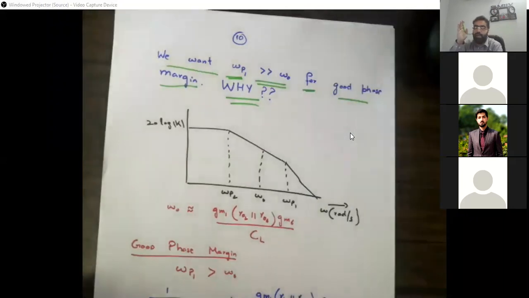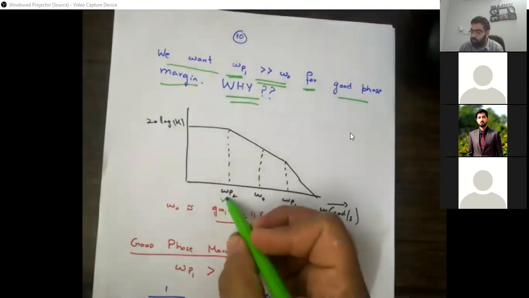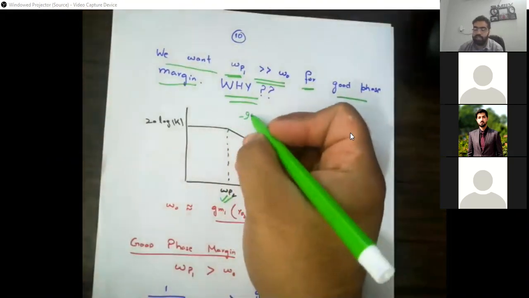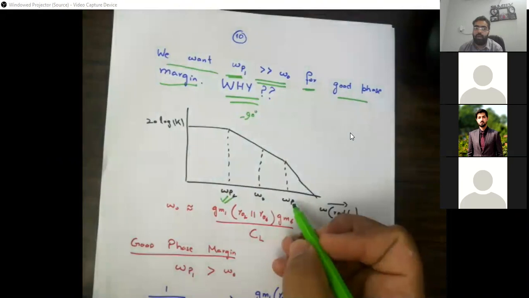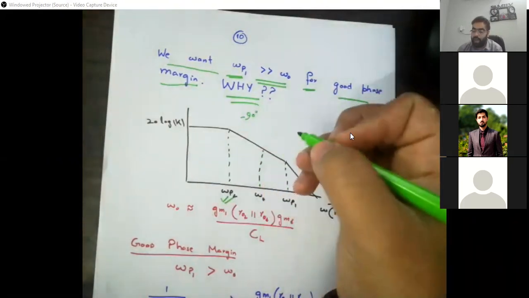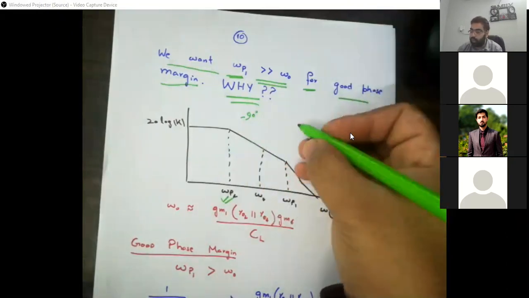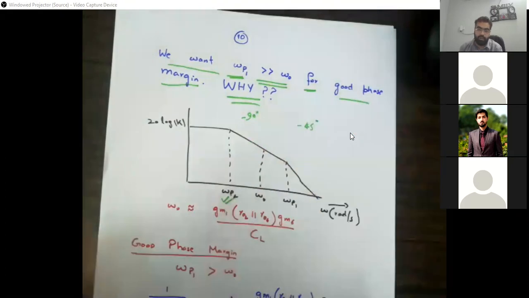क्योंकि अगर उसकी 10 times से कम में होगा, then it will start affecting it phase wise. और अगर phase effect होगा, your phase margin will go down. Why? Omega p2 की वजह से -90 degree phase in any case will come. अगर omega p1 will start affecting it, or if it is closer to it, what might happen? We might have a phase margin that goes down by -45 degree or whatever the desired.